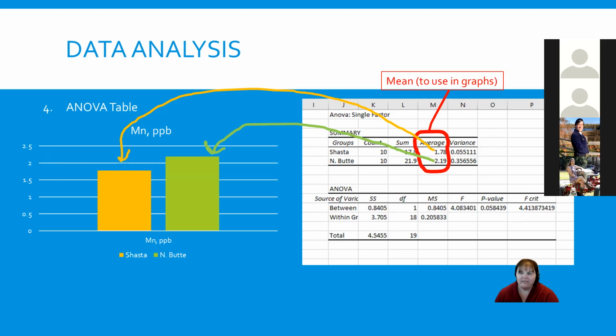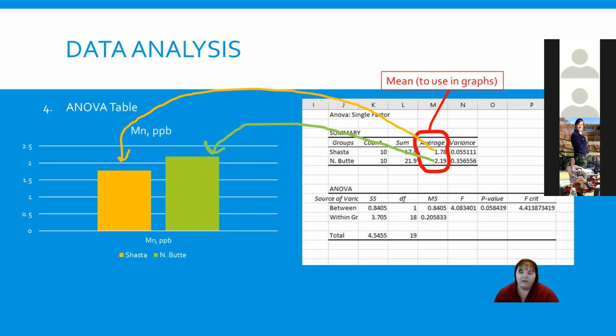ANOVA table for us. Okay, and so we have a set of summary statistics up here at the top, and we've got the ANOVA table down here at the bottom. These summary statistics become really important because they contain the mean, also shown here as the average, that we're going to use when we generate graphs in our study. Okay, it's also going to contain the ANOVA table, and the ANOVA table has some critical information in it. You're going to see this again when you get through the lectures this week.